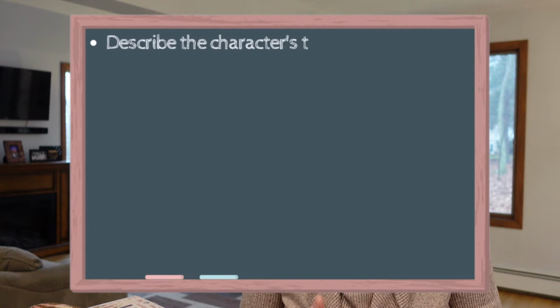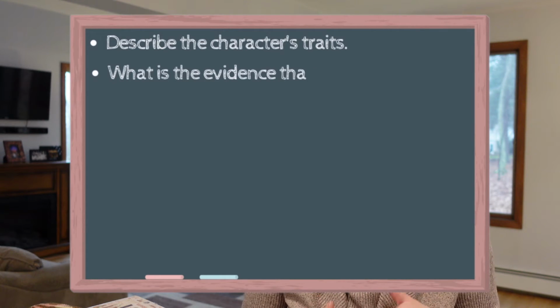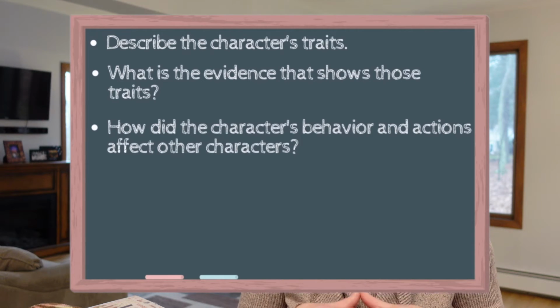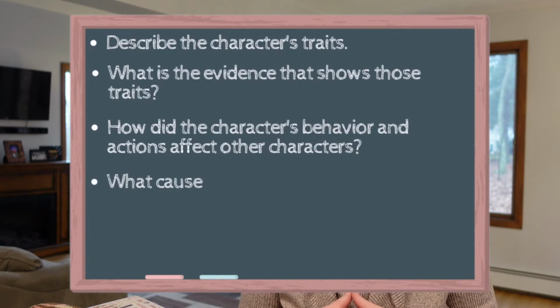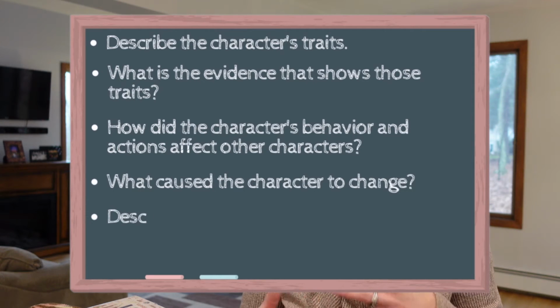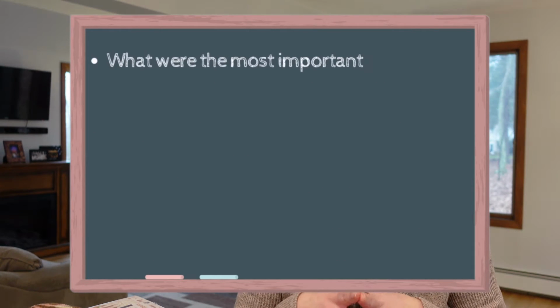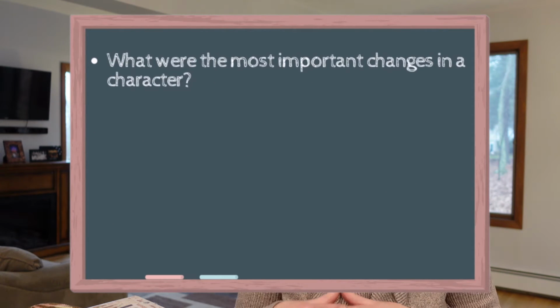So here are a few that you can ask your students during this lesson. Describe the character's character traits. What is the evidence that shows those traits? How did the character's behavior and actions affect other characters? What caused the character to change? Describe the challenges faced by a certain character. How did they overcome them? What were the most important changes in a character? Why do you think this?